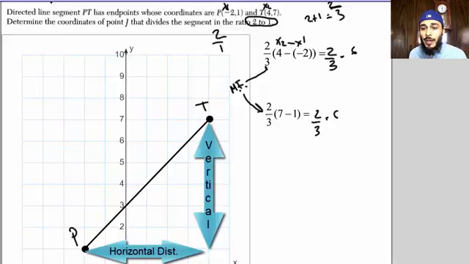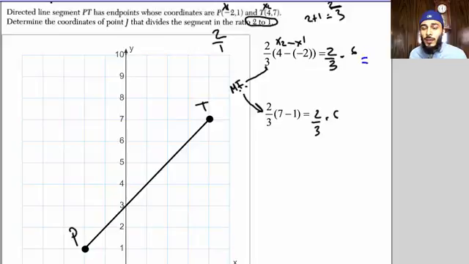All right, so I have to multiply these out. 2/3 times 6 is actually equal to 4. And 2/3 times 6 is going to be equal to 4. It doesn't always work out that way, but it so happens that way here.